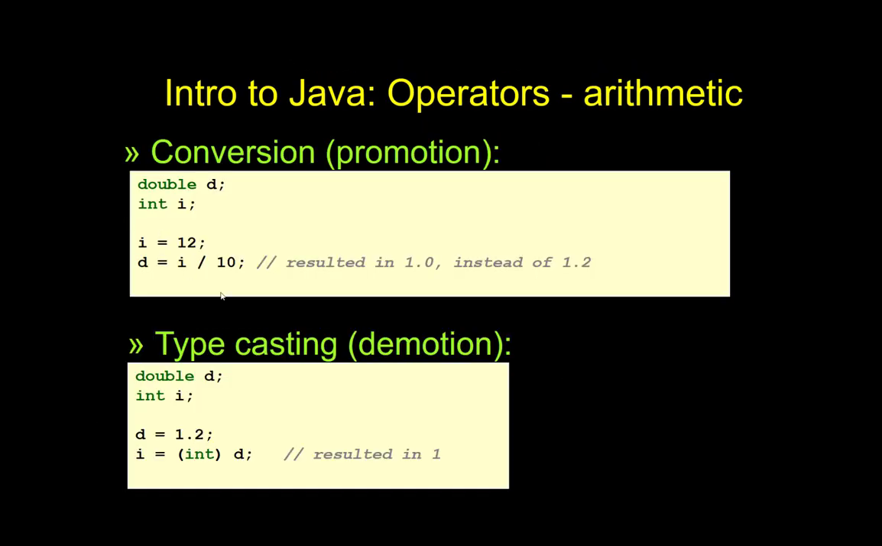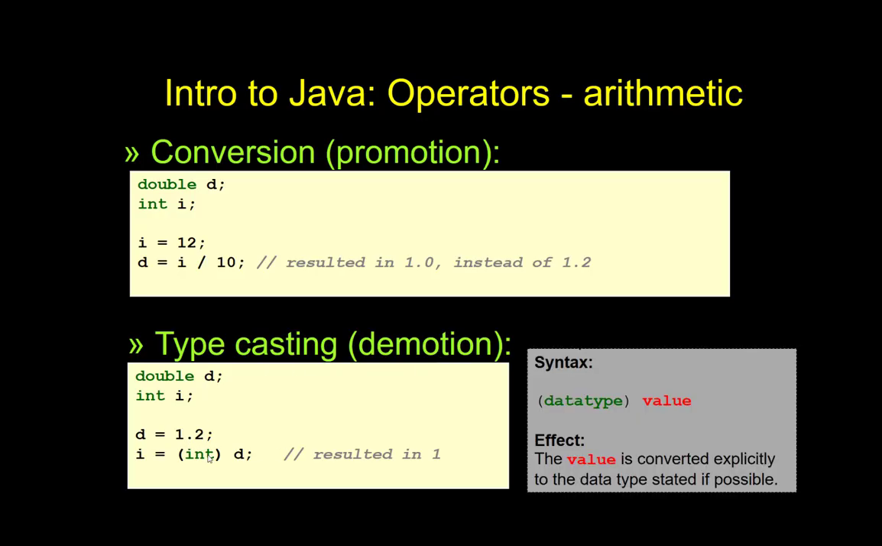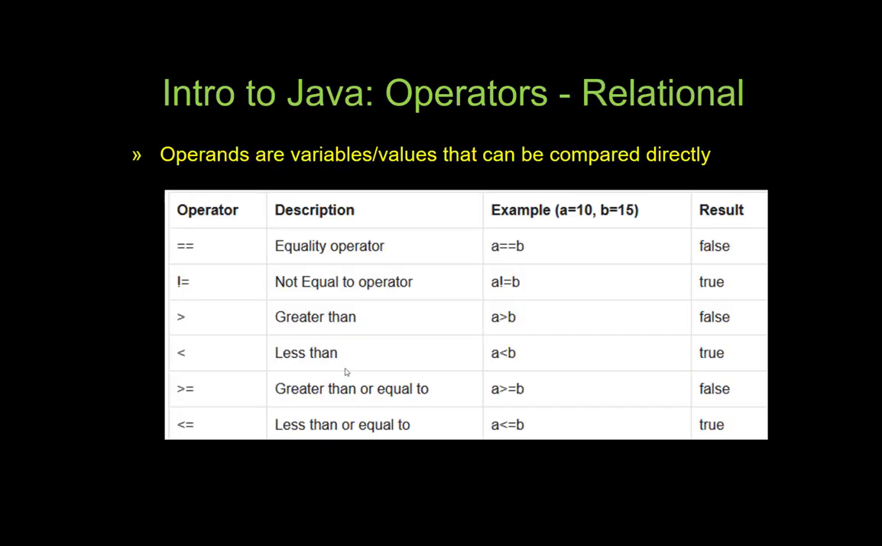Here are two examples. For the case of promotion, we have d as a double and i as an integer. When i equals 12, i divided by 10, which is an integer divided by an integer, gives an integer, which is a 1 rather than a 1.2. So the result is the promotion of 1 to d as a double to get you 1.0. For the case of demotion, d is a double, d equals 1.2. When you take an explicit typecast of d into an integer, you truncate the 0.2 to result in only a 1 for i.